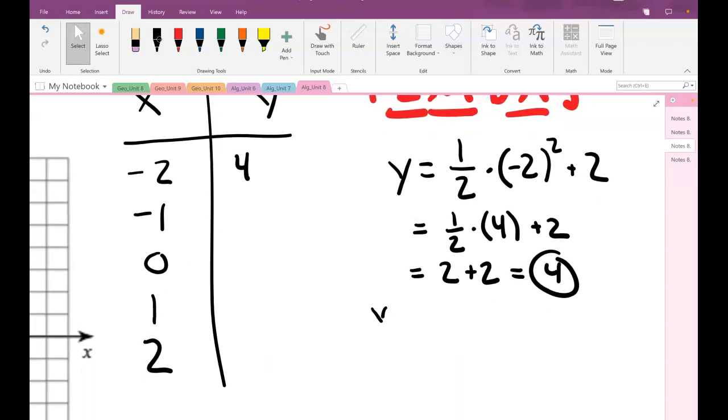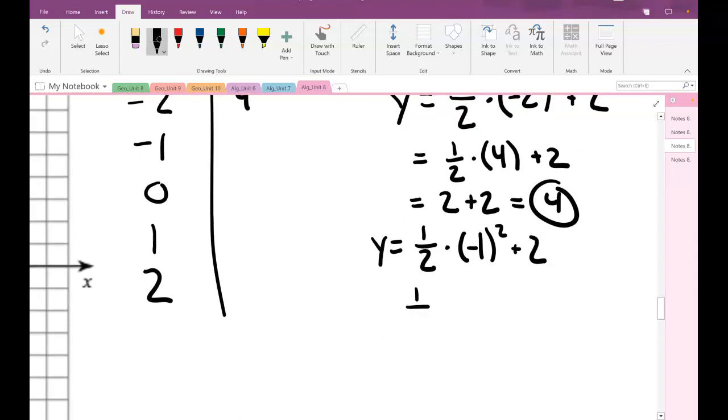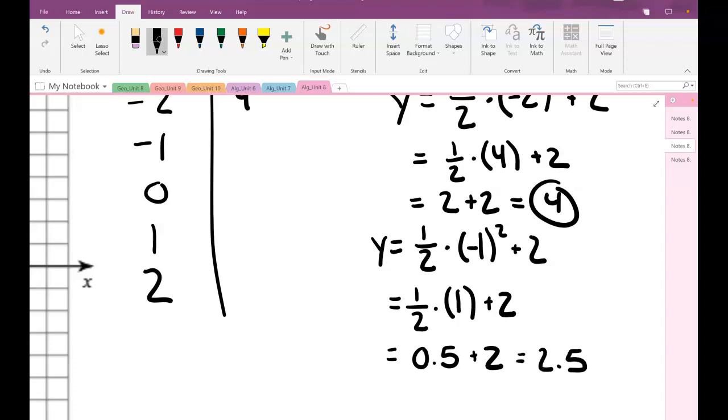So our next step, we have y is equal to 1/2 times, now we're squaring -1, plus 2. So this is 1/2 times -1 squared, which is 1. Then we're adding 2. So 1/2 times 1 is 1/2, or you may write it as 0.5, because probably graphing decimals is better than graphing fractions. So this will be 0.5 plus 2, which is then 2.5.